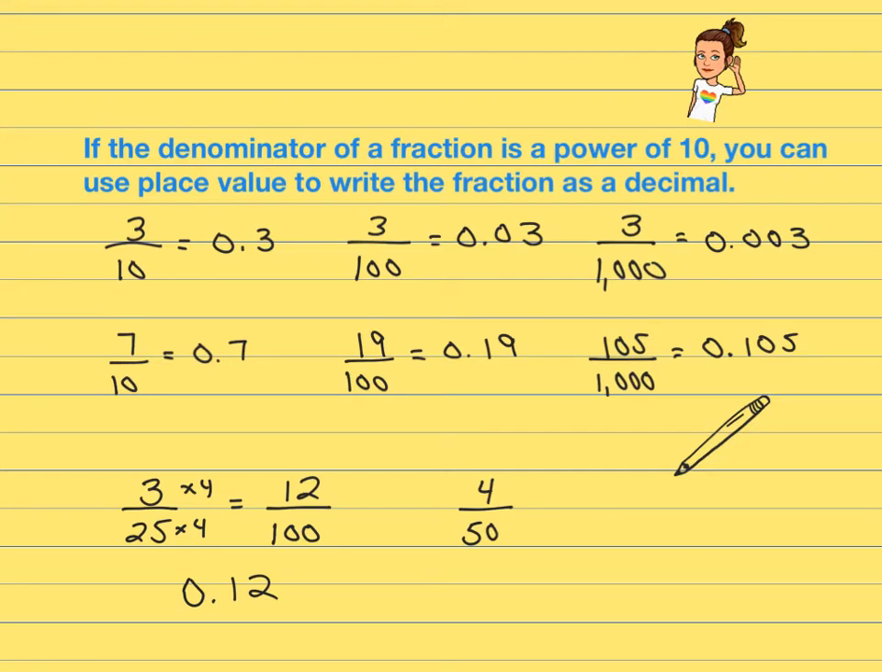We can do the same thing with 4/50ths. 50 times 2 equals 100. Now we want to write an equivalent fraction, so we're going to multiply the 4 times 2 as well. And 4 times 2 is 8. Our fraction is 8/100ths. So now we write our decimal with the 8 in the hundredths place, and we read it the same, 8/100ths.